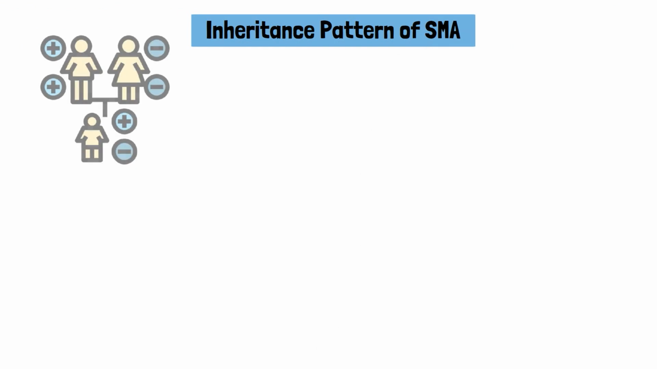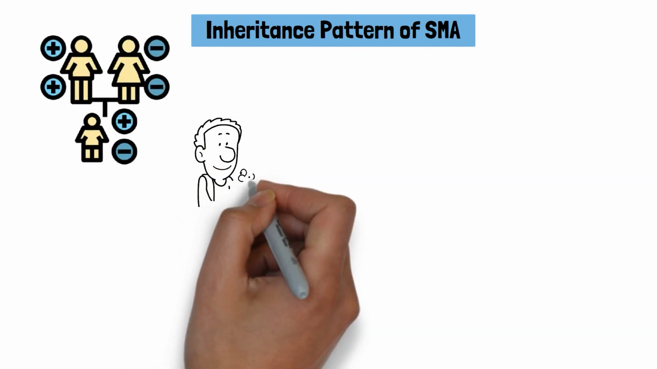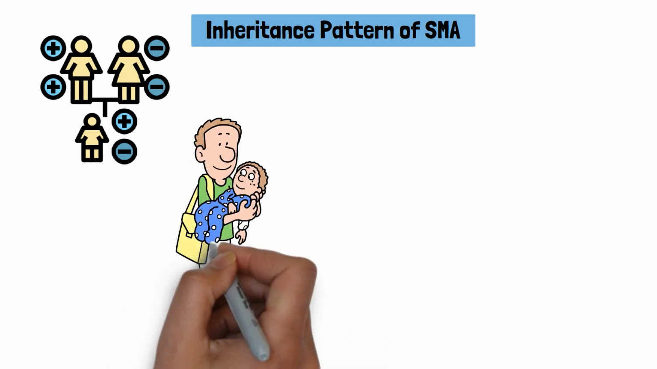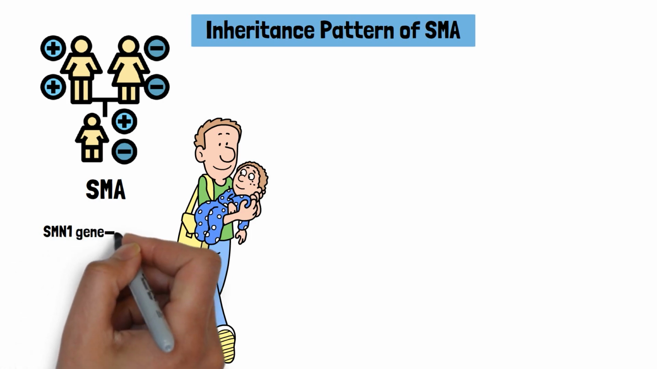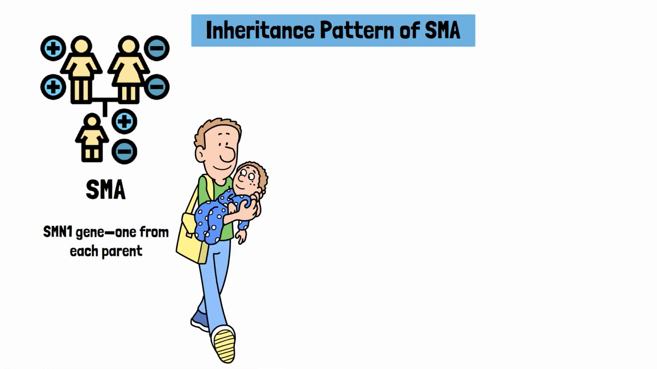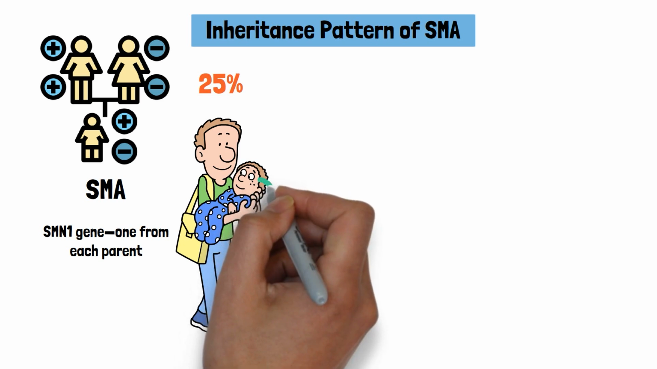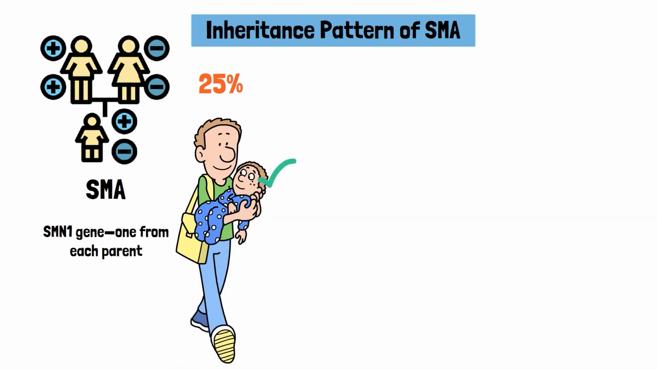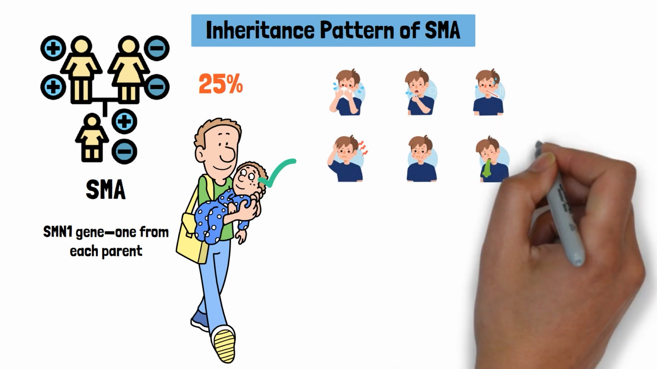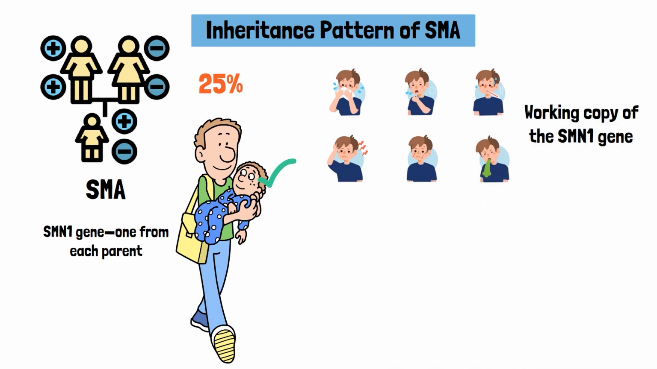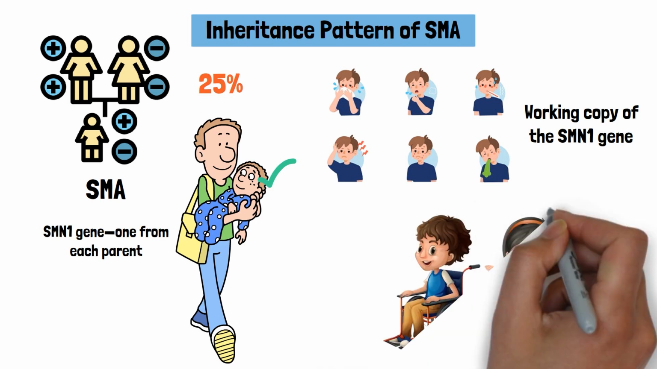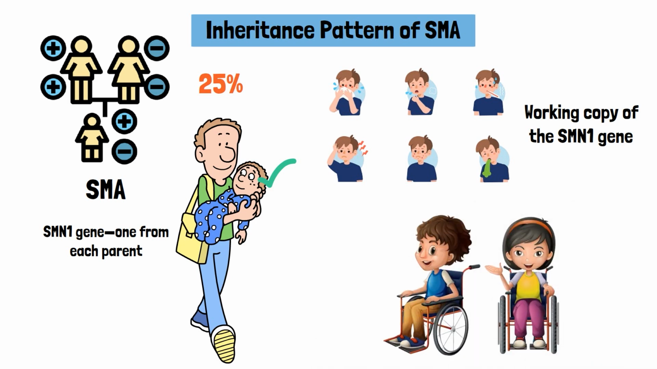Inheritance pattern of SMA. Now let's talk about how SMA is inherited. SMA follows an autosomal recessive inheritance pattern. This means that for a child to have SMA, they must inherit two mutated copies of the SMN1 gene, one from each parent. If both parents are carriers, there is a 25% chance that their child will have SMA. It's important to note that carriers usually don't show any symptoms because they still have one working copy of the SMN1 gene. But when two carriers have a child, there is a risk that the child will inherit this condition.